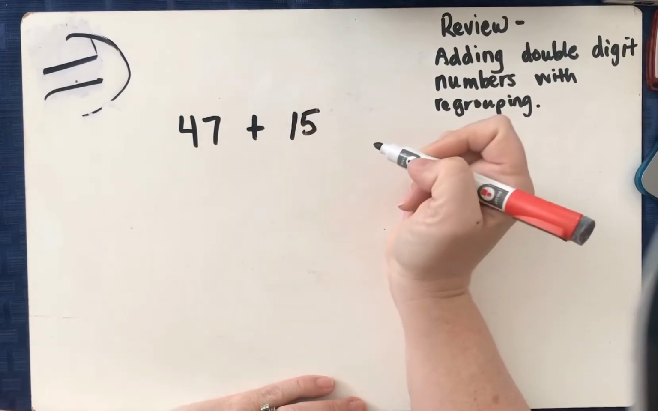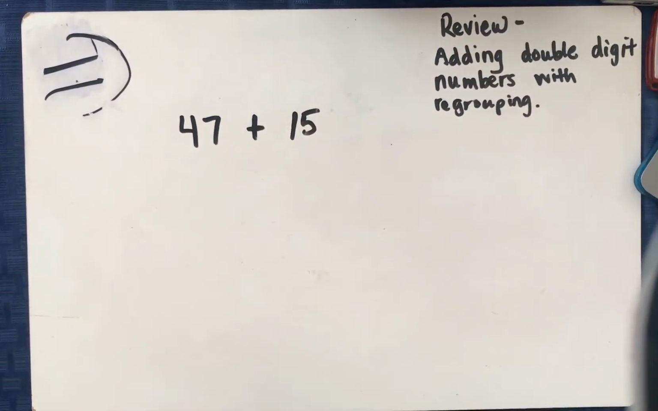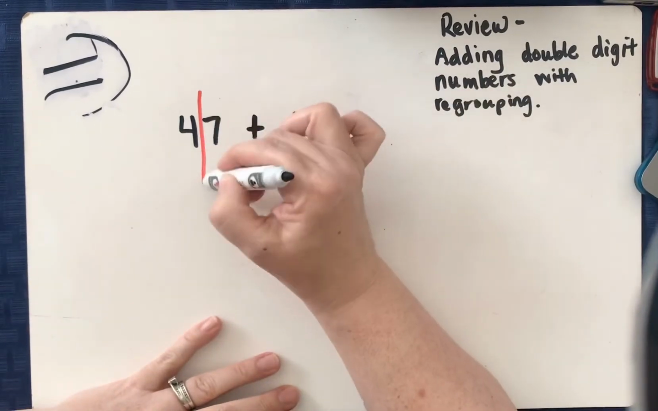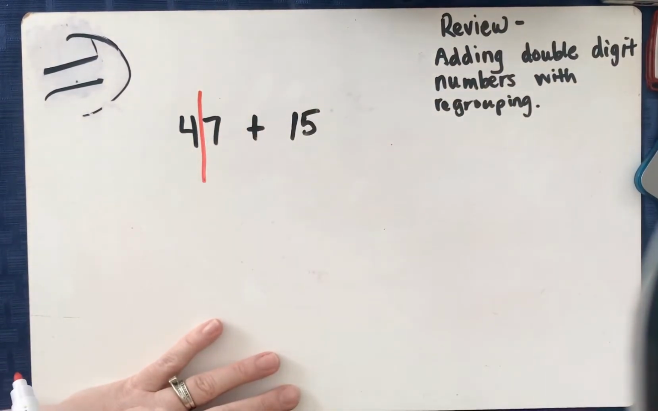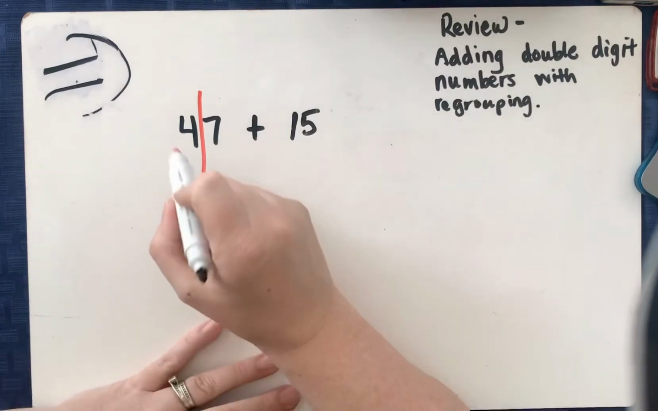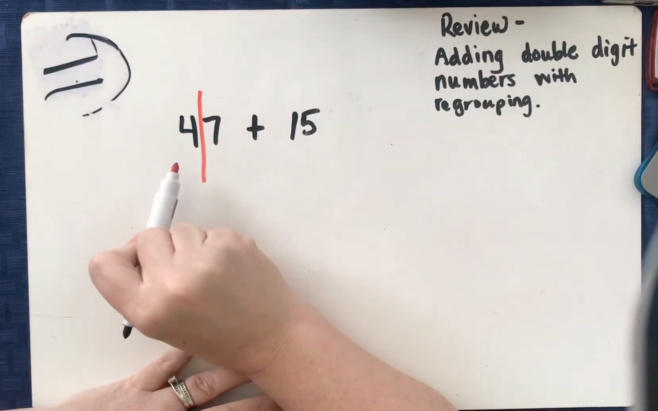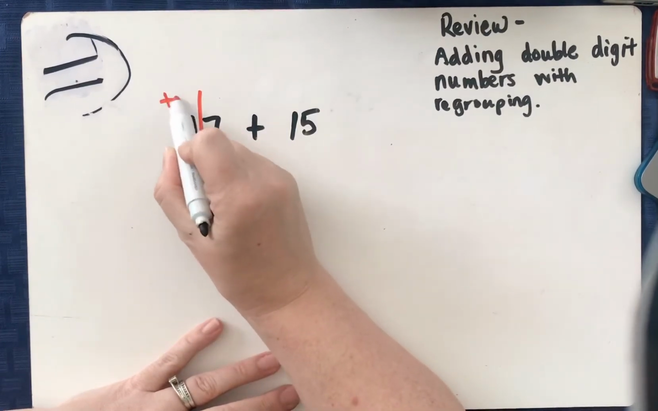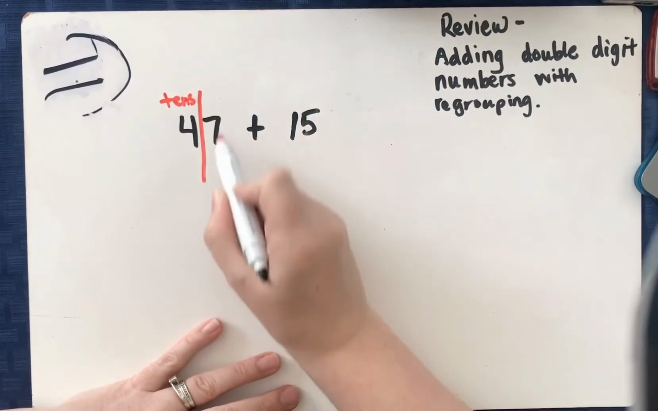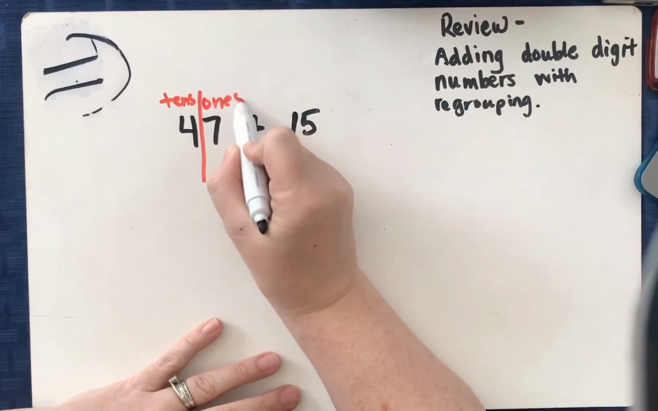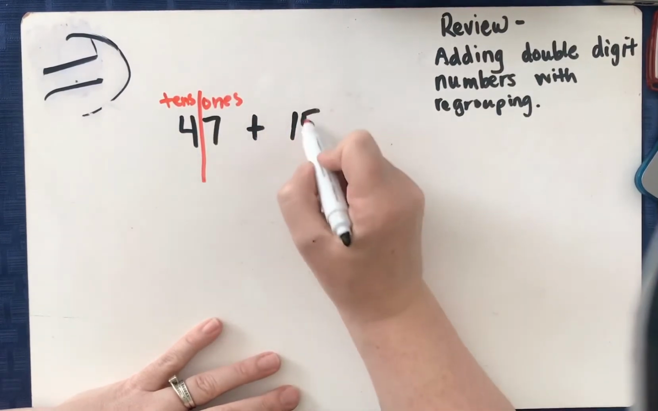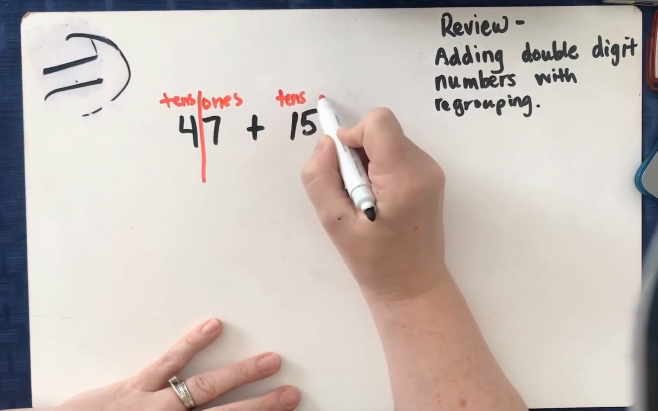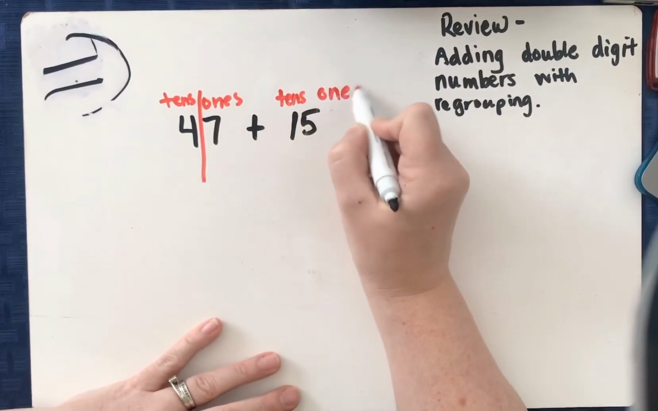15. Okay, whenever we're looking at numbers, I like to look at the place value. So I like to draw a line in between my two digits. The number 47 has two digits. It has a 4 and a 7. The 4 is in the tens place, and the 7 is in the ones place. So 47, and we have 15. We have a 1 in the tens place and a 5 in the ones place.